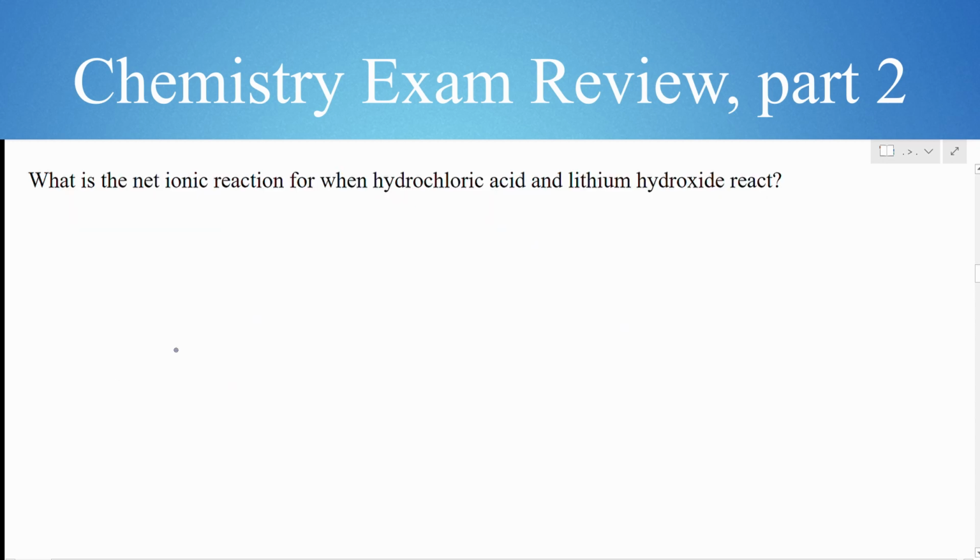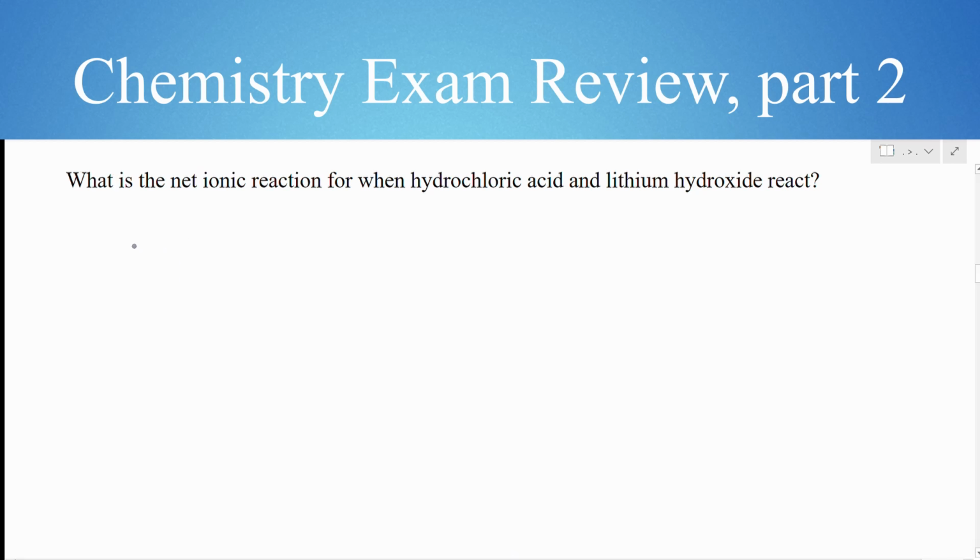What is the net ionic reaction for when hydrochloric acid and lithium hydroxide react? So hydrochloric acid is a strong acid, HCl. Okay, it's aqueous in water. And we're going to add this to lithium hydroxide, LiOH. Okay, this is a strong acid, and this is a strong base. When you combine this acid and base, you're going to get water and a salt. And the salt is going to be the combination of lithium and chlorine.